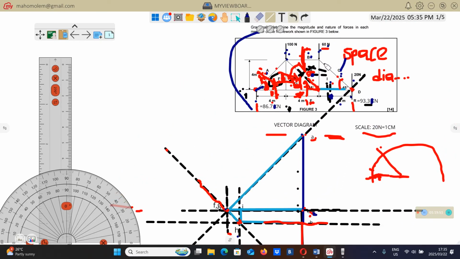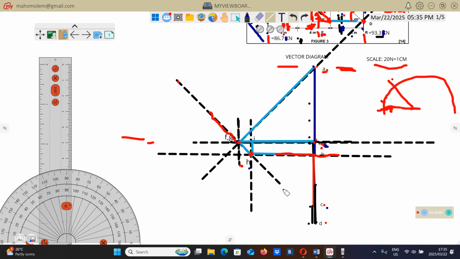From there, the last member, this one is between I and C. So I'm going to join I and C. So from I to C. These ones we've joined at the beginning when we were drawing those external forces. So your final diagram is going to be this blue line.